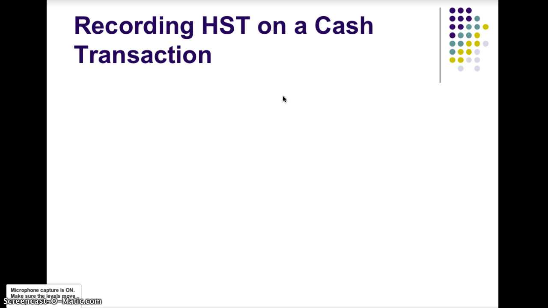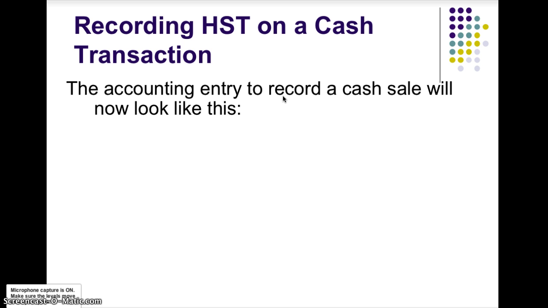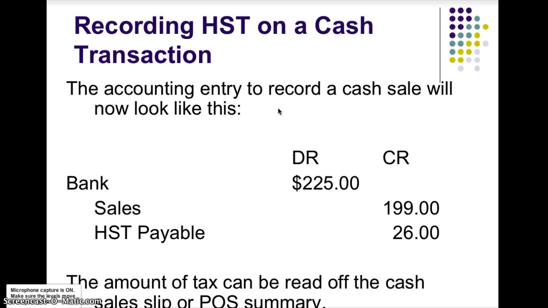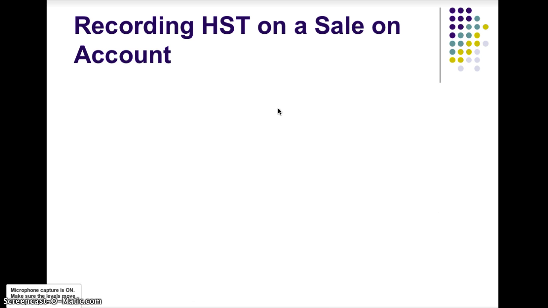Now let's look at some of the accounting entries. Recording HST on a cash transaction. The accounting entry will look as follows. We are going to debit bank, credit sales, and credit HST payable. The sales would be the price, and the HST payable is what we have to hold on to for the government. For this entry, the amount of tax can be read off the cash sales slip or POS summary.